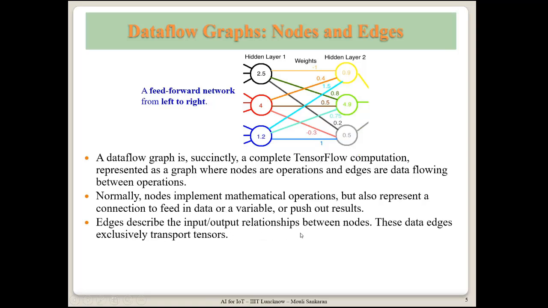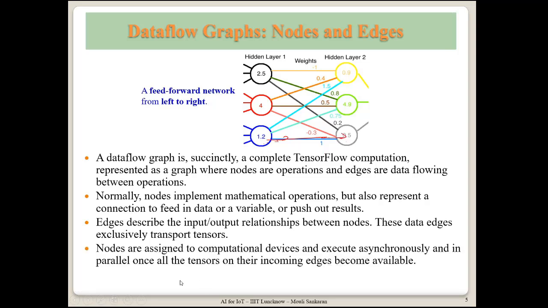Edges describe the input-output relationship between the nodes. One edge represents a relationship. These data edges exclusively transport tensors. So these connections are meant for transporting the tensor. What is coming is called a tensor, and after getting multiplied, what is going in is also a tensor. Nodes are assigned to computational devices.